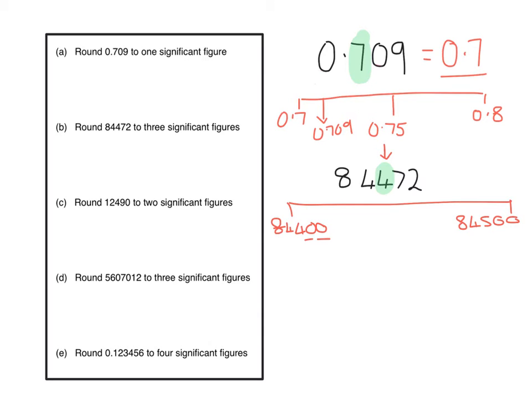So now let's have a look which way we've got to round it. Bang in the middle would be 84450. Where does this number go on that number line? It's above 84450 because 72 is more than 50, which would mean it would round up to 84500.